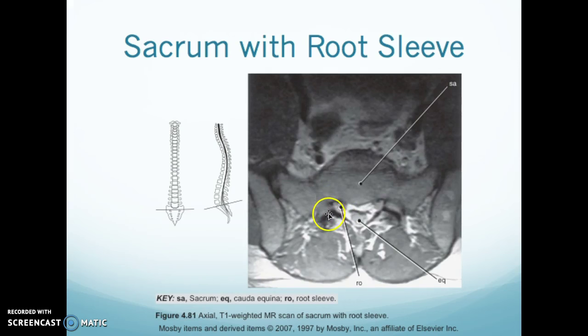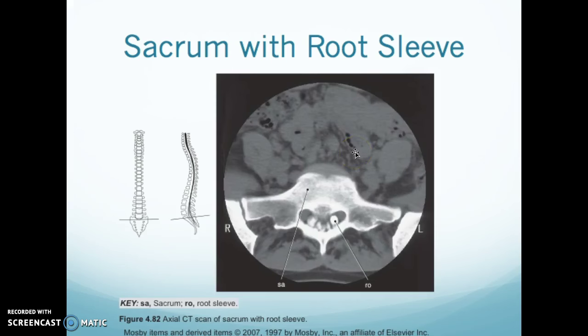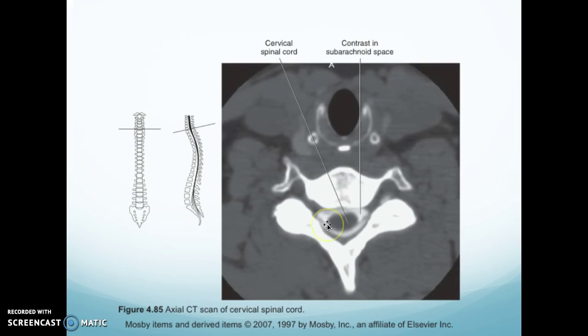So sacrum with root sleeves, so you can see here, here's your cauda equina with your root there. That's your root sleeve with your sacrum. Same thing, root sleeve and your cauda equina. And you can see your dorsal root coming out on this one.